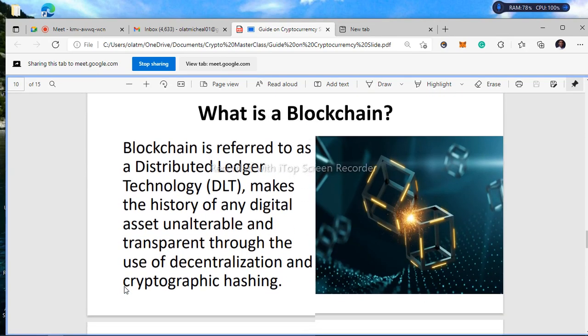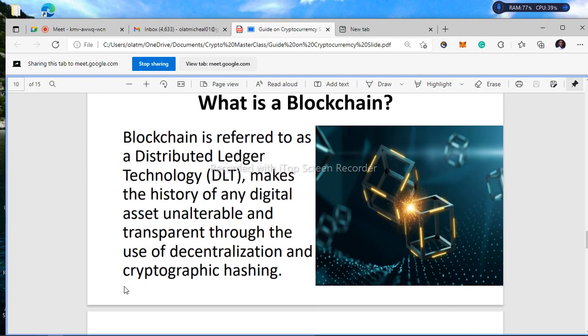Now what is blockchain? Blockchain is referred to as a distributed ledger technology, for short DLT. It makes the history of any digital asset unalterable and transparent through the use of decentralization and cryptographic hashing. This is the attribute of blockchain. Blockchain cannot be hacked. That's why we use it today. It's very transparent, like I said earlier. Everybody can see or view transactions happening on the blockchain.